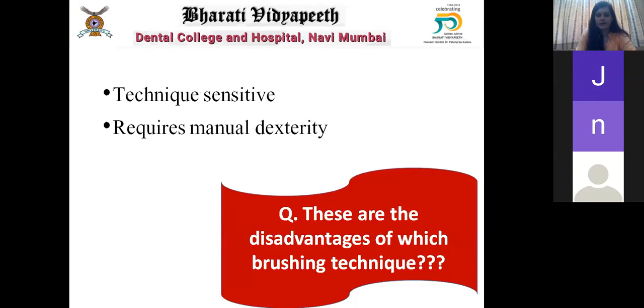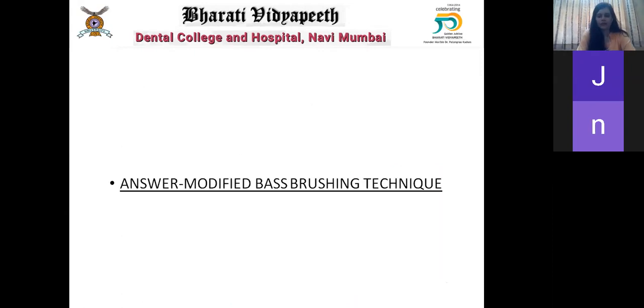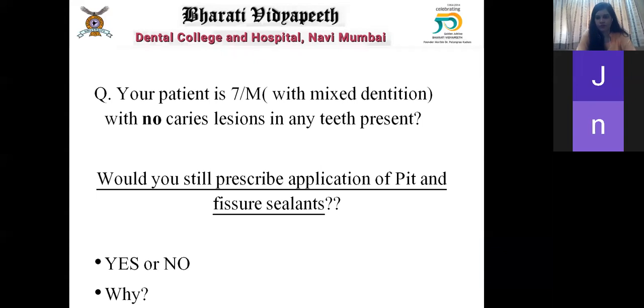Okay, these are the disadvantages of which brushing technique? Technique sensitive and requires manual dexterity. Manju. Ma'am, modified Bass technique. Yes. That's pretty simple now. So you all have got the slight similarities and differences between both the brushing techniques. Now we'll move on to the next question.